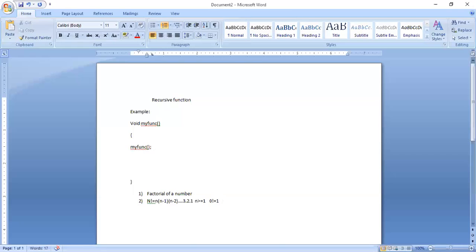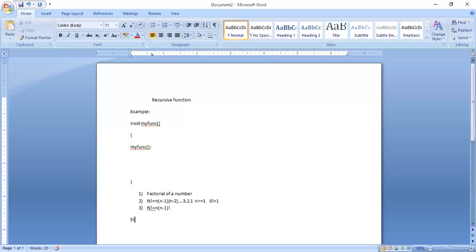By definition, it will be taken as n factorial equal to n times (n minus 1) factorial. So factorial is a recursive function. We will take another example.